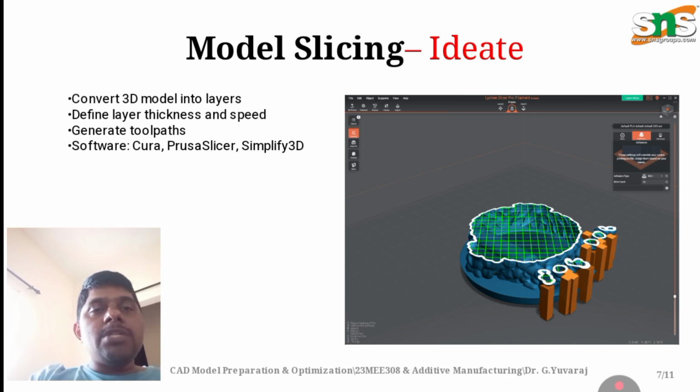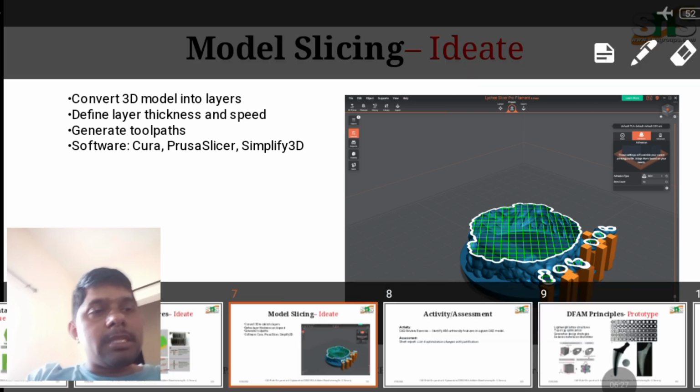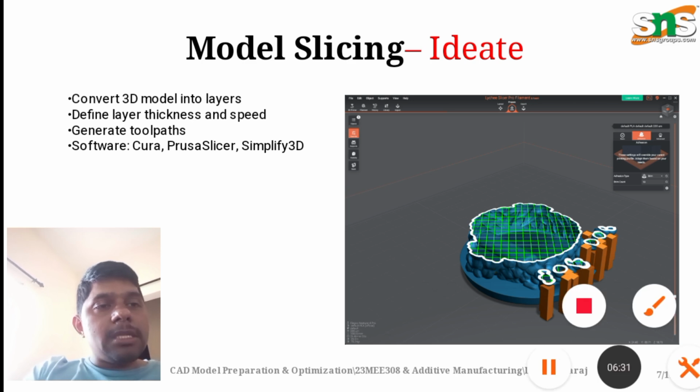That is why we primarily aim to make the 3D model with the help of layers, and the layer thickness and the speed can be generated only by defining the tool paths. Okay, and we can use software like Prusa or some other software. Okay, we will continue next session. Thank you. So that is why we have to mention these parameters.